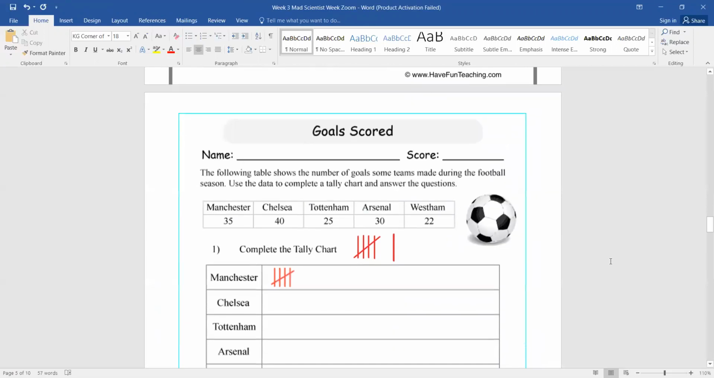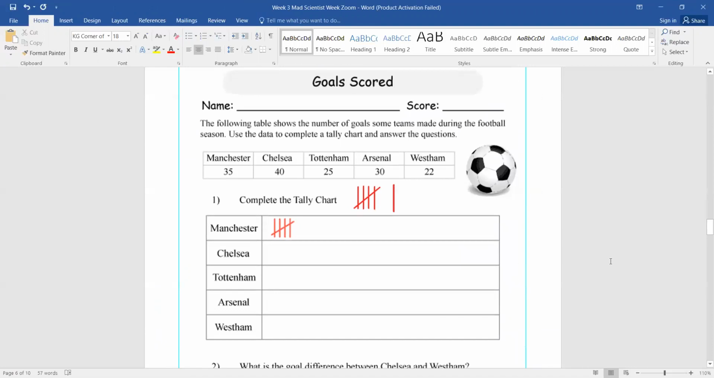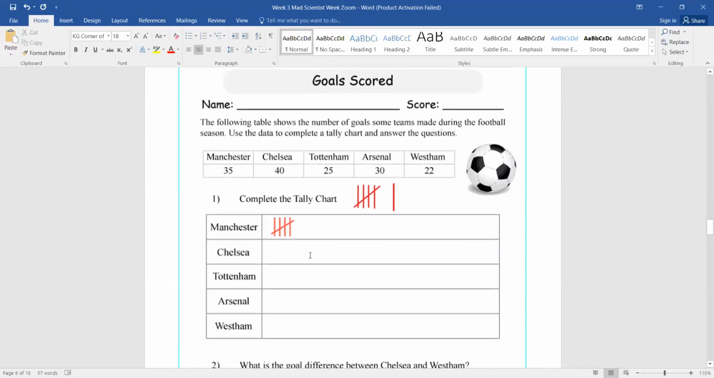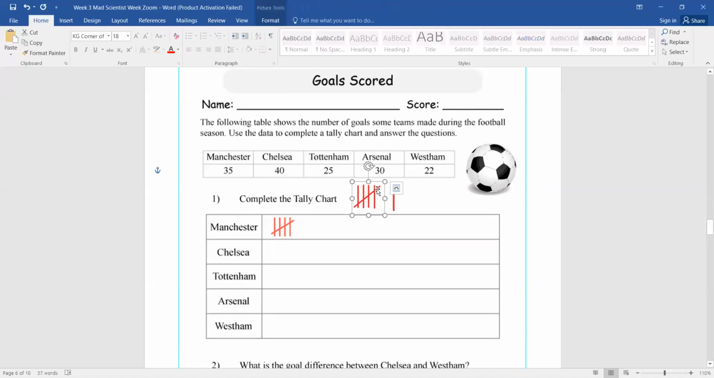Alrighty, let's keep going. Next worksheet is going to be a chart. It says, the following table shows a number of goals some teams made during the football season. Use the data to complete a tally chart and answer the questions. So Manchester had 35, so we have to complete this. They already have 5 here. So we're going to copy this, 35, 5, 10. Let's make that a little bit smaller.